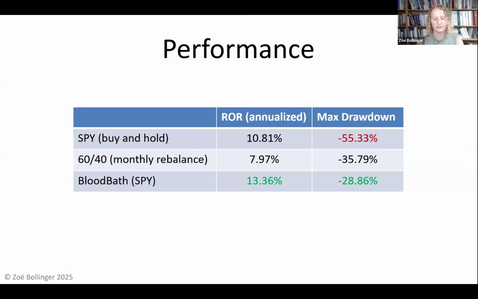And so using the bloodbath work, we got a 13.36% compounded return, which is quite nice. And we did hit that goal of less than 60-40 drawdown in aggregate, but not necessarily in each specific drawdown case. Its max drawdown was less, but we know that it had a little bit more in that 22 window.